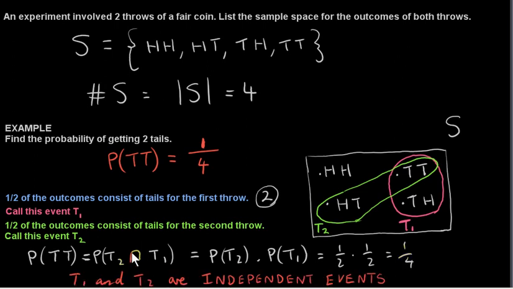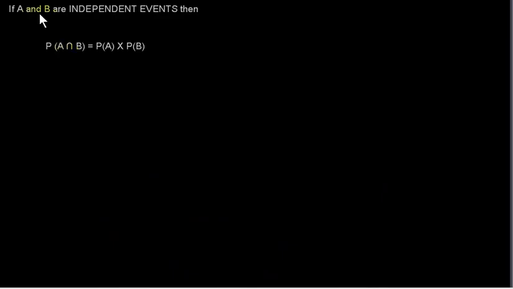We can also think of the intersection of 2 sets as the AND operator. So we want the probability of tails on the second throw and tails on the first throw. T1 and T2 are independent events, so getting tails on the first throw does not affect the probability of getting tails on the second throw. And when we're dealing with independent events, we multiply the probabilities together. So in general, if A and B are independent events, then the probability of A and B, or the intersection of the sets representing the events A and B, is the probability of A multiplied by the probability of B.